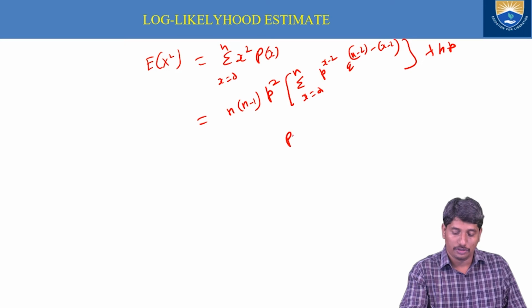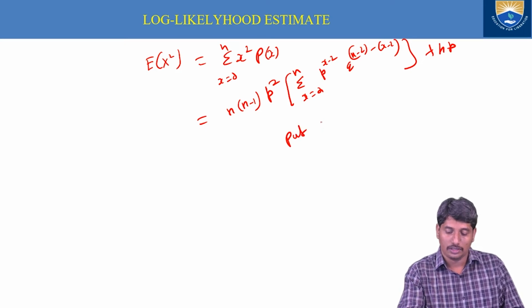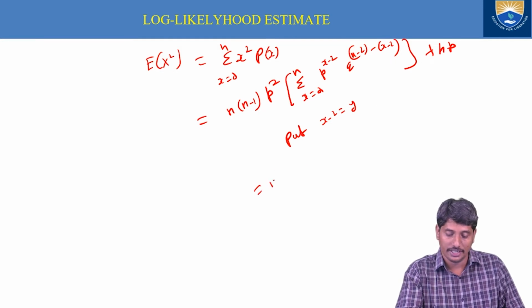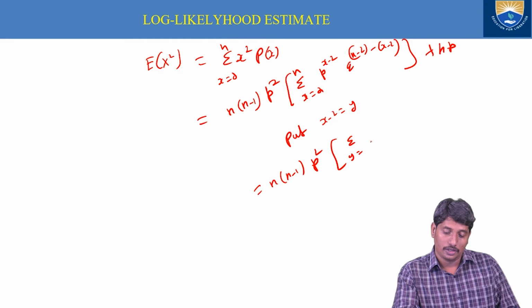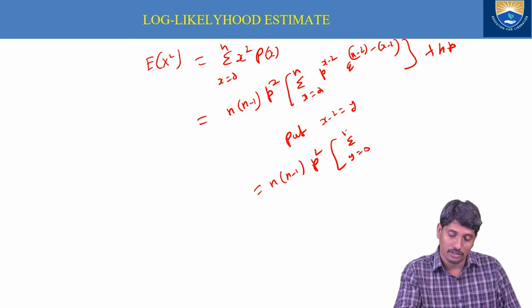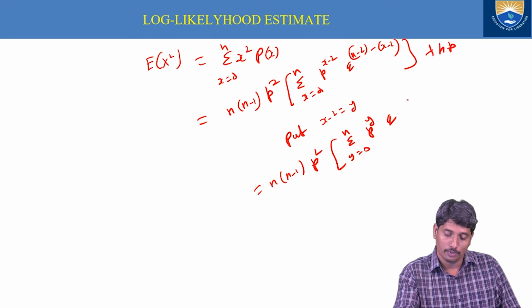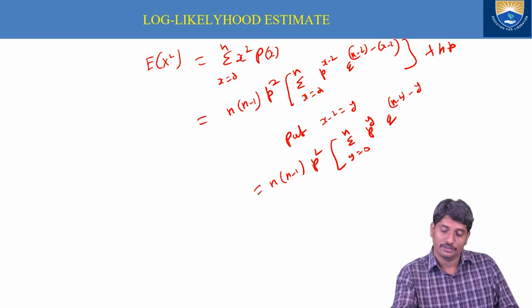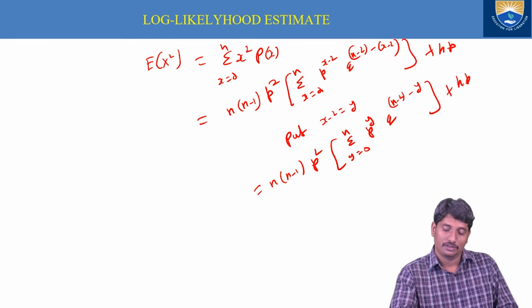Now put x minus 2 is equal to y. You will get, putting x minus 2 is equal to y, n into n minus 1 into p square, summation y = 0 to n minus 2, (n minus 2)C y, p power y, q power n minus 2 minus y. Okay, plus np.